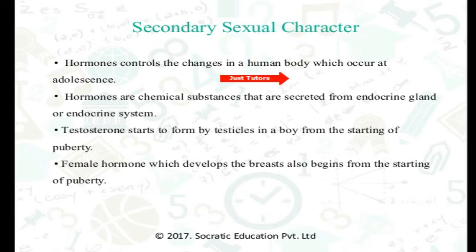They are chemical substances that are secreted from endocrine glands. In males, testosterone starts to form in the testicles of a boy starting at the age of puberty. Whereas in females, hormones develop the breasts, which also begins from the age of puberty.